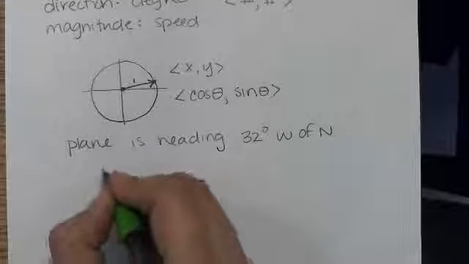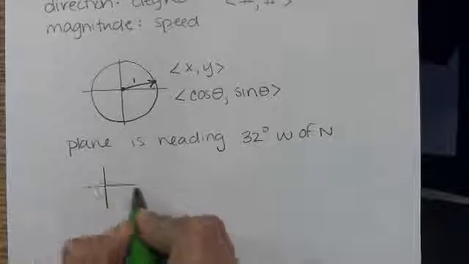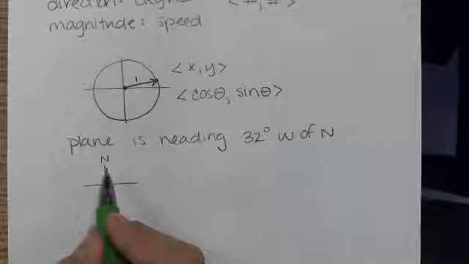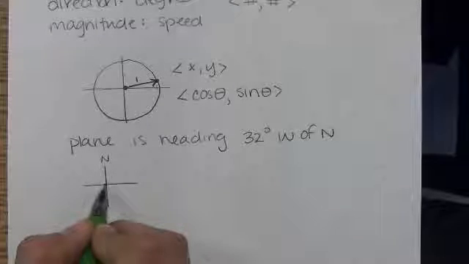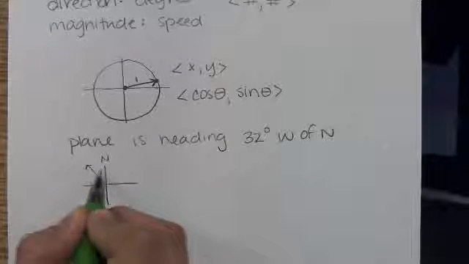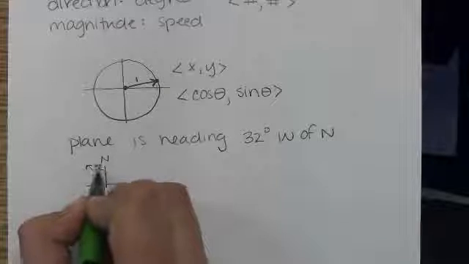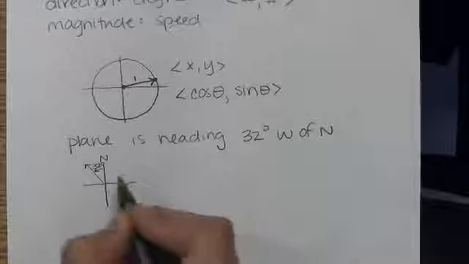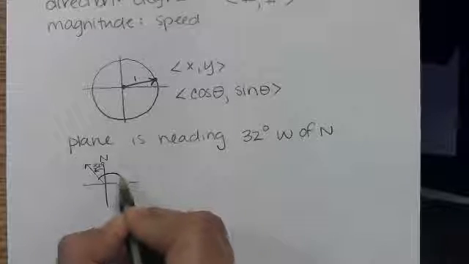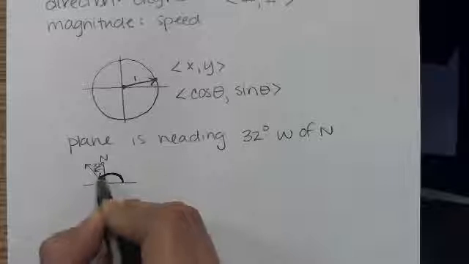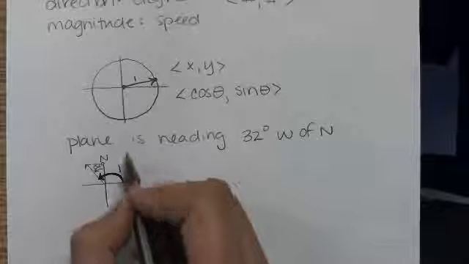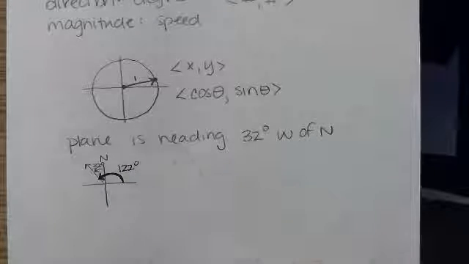Yeah, I'm going to draw a little sketch of it and make sure I know where it's at. So north is up here. 32 degrees to the west of that would be like this. So there's 32 degrees to the west. And so if I was to write down what my standard position is, what would that angle be? Yeah, it'd be 90 plus 32, which is 122. Okay.